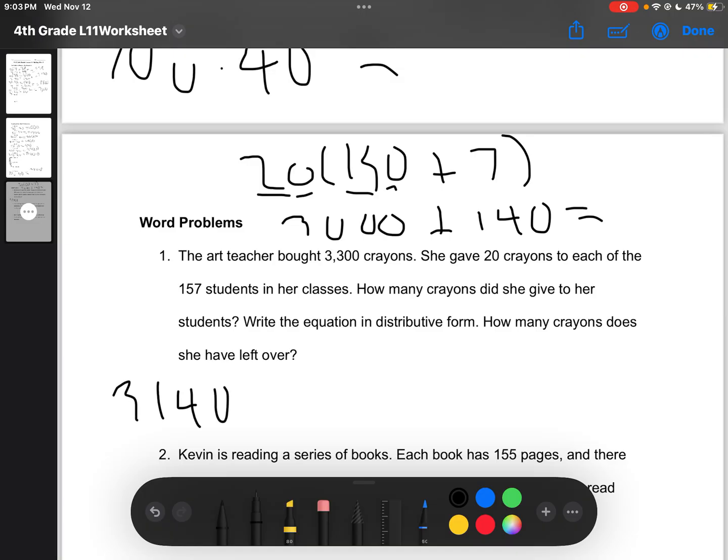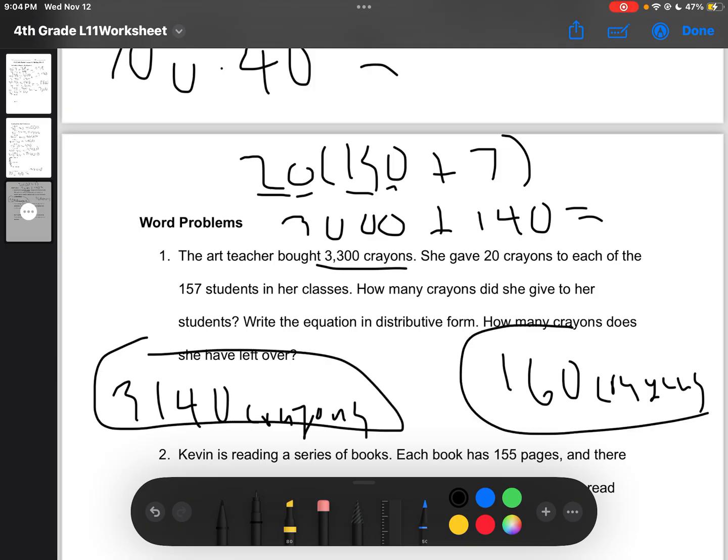3,140. So she gave away 3,140 crayons. But we need to see how many crayons she has left over. So we need to subtract 3,140 from 3,300. Using mental math, it will be 160 crayons left over. So yeah, 3,140 given away and 160 left over.